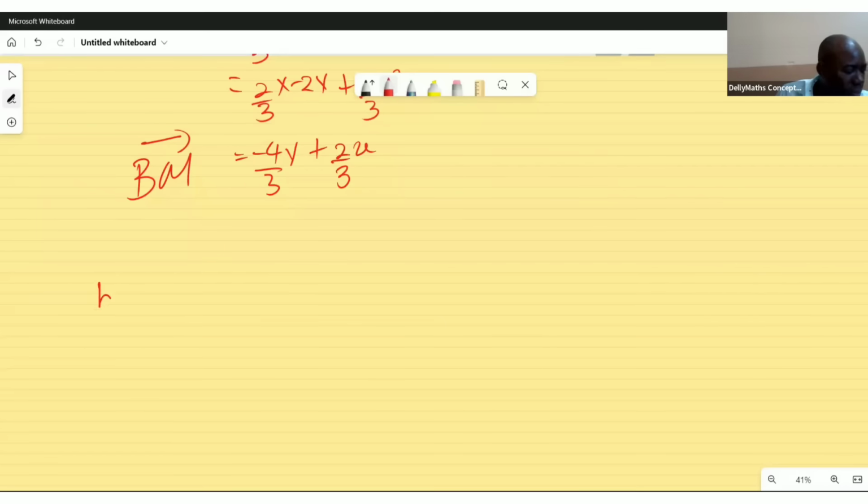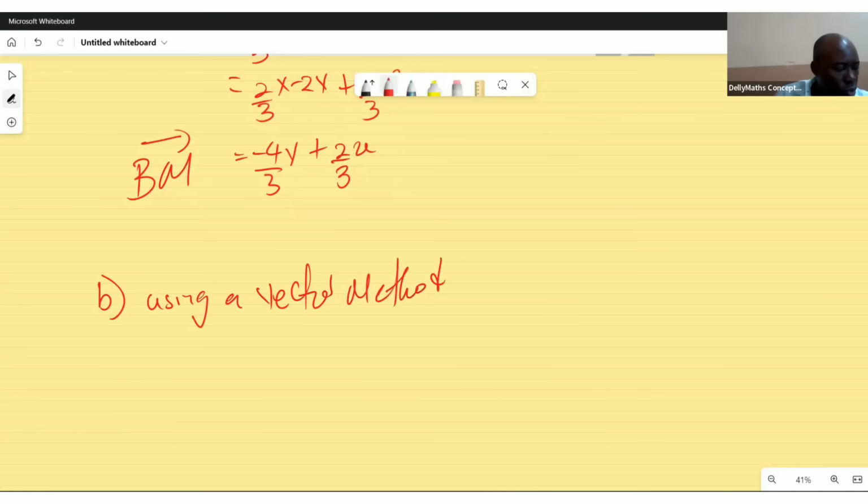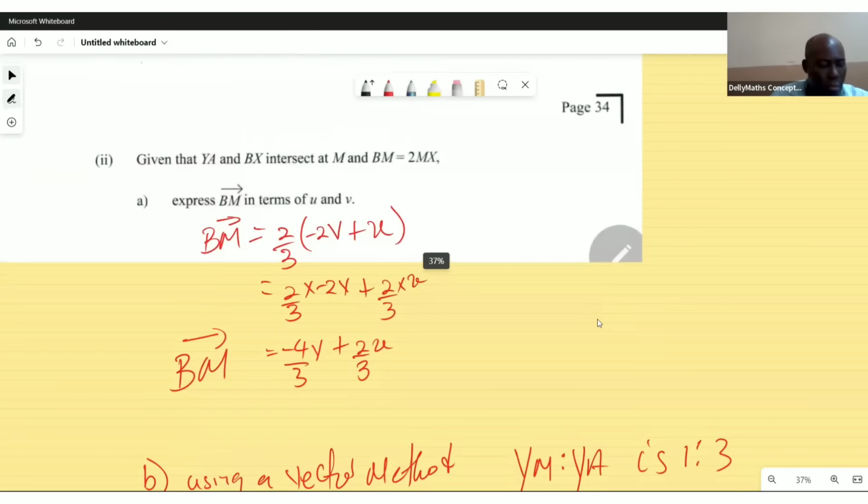The next part, which is the B part, says using a vector method, we want to show that the ratio YM to YA is 1 to 3. Show all working. We need to show that. Now, all we need to do is to find YA and find YM, right?